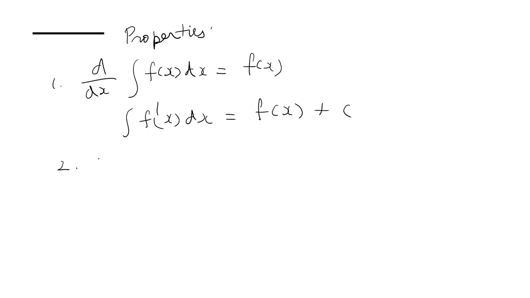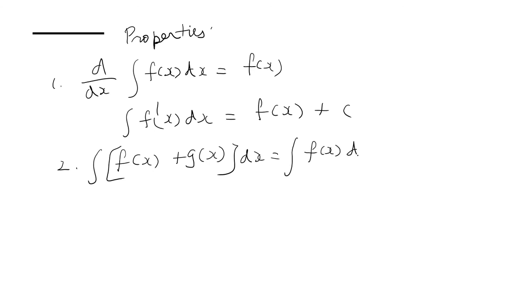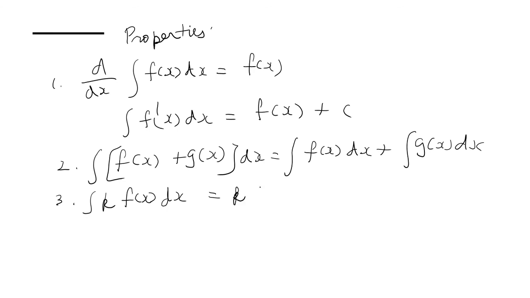The second property is integral f of x plus g of x into dx is equal to integral f of x dx plus integral g of x dx. The third one is integral k into f of x dx, where k is any real number, is equal to k into integral f of x dx.